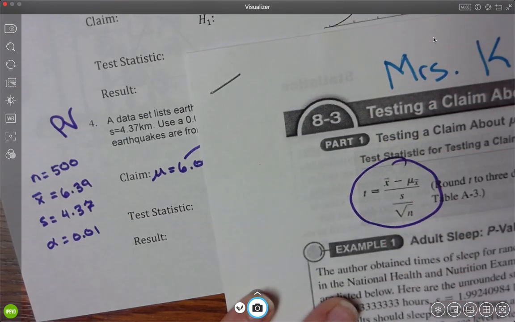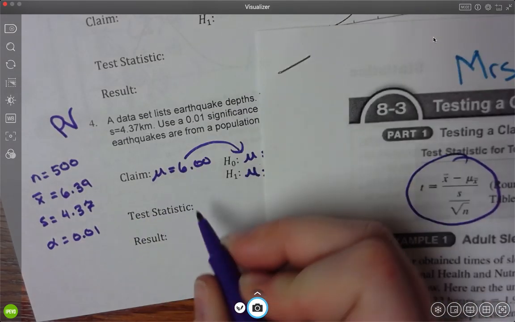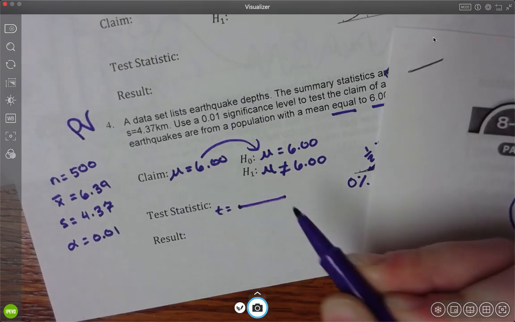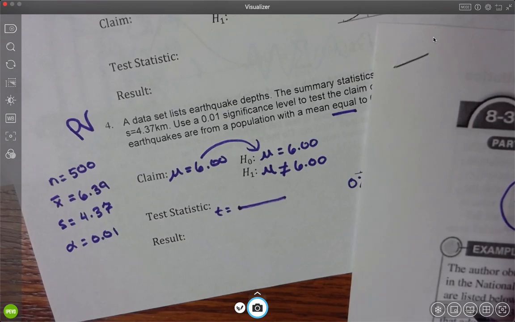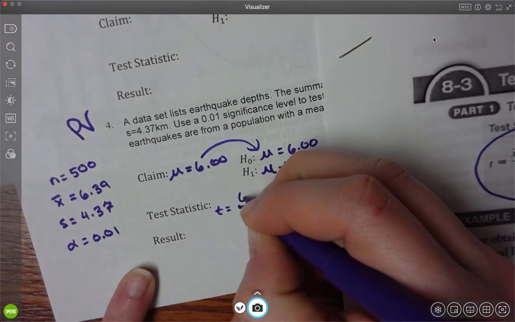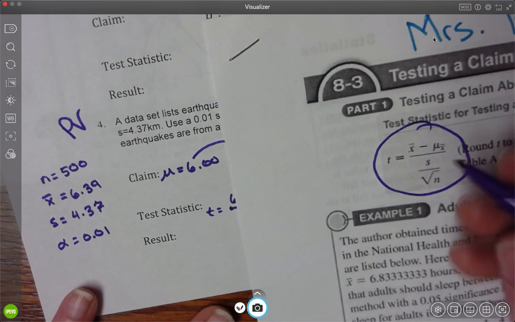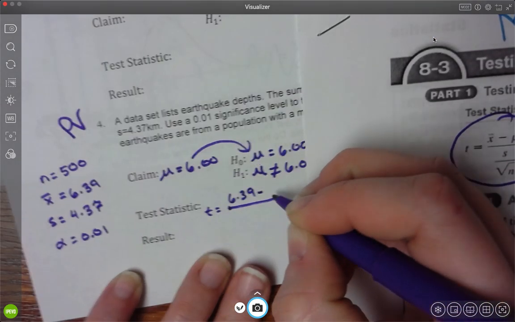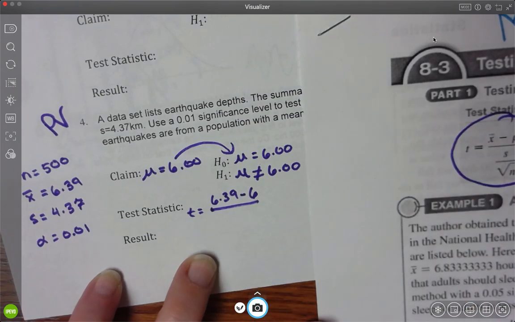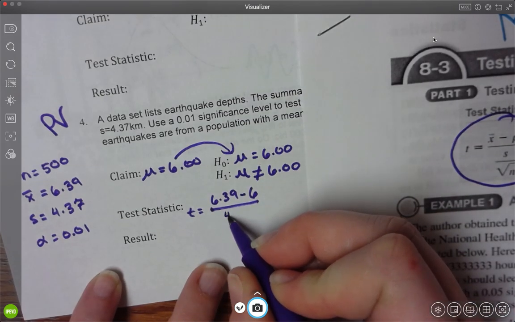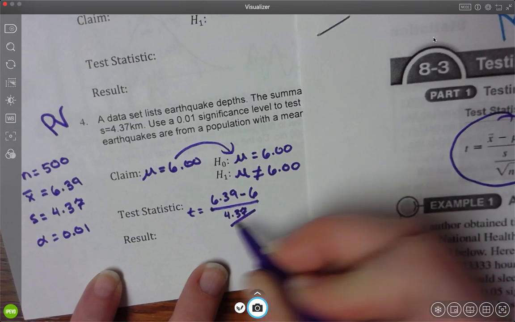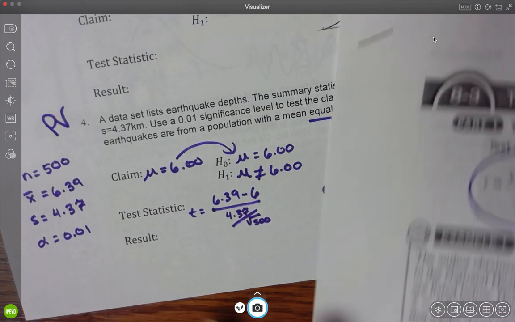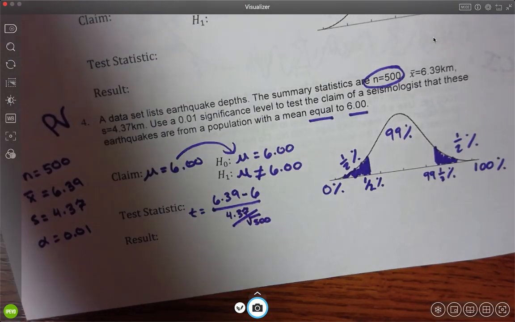How lovely. t is equal to x bar. Which one is x bar? Well, it gives it to you over here, 6.39. Next piece that I need is mu, and mu is what we're comparing it to, so that's the claim, 6. And then the standard deviation, 4.37, divided by the square root of 500. Okay? Practice typing that into your calculator. See what you get.